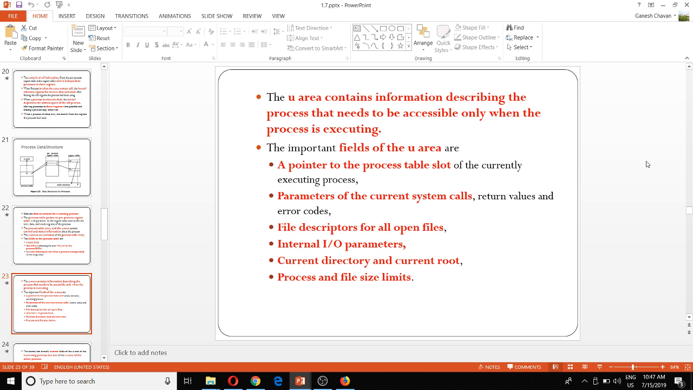The U area contains information describing the process that needs to be accessible only when the process is executing. The important fields of the U area are a pointer to the process table slot of the currently executing process, parameters of the current system calls, return values and error codes, file descriptors for all open files, internal I/O parameters, current directory and current root, process and file size limits.